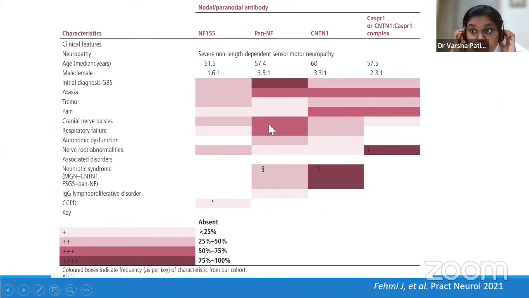Right. So then we go on to the next group, which was the ones related to the paranodopathies. So we have your CIDP, which probably is the 3 cases which Rakesh had presented. I would rather put them in one of these groups. So we have NF155, the pan-neurofascin, the contactin, and the contactin-Caspr complex. I forgot to go over all of them, so I may skip this part just to emphasize that these things are there. Some may have initial diagnosis as GBS, with prominent ataxia, tremor in some, respiratory failure, autonomic dysfunction in some, and nerve root abnormality.